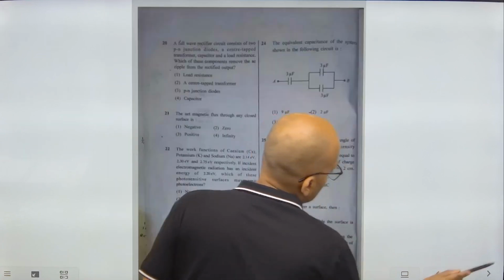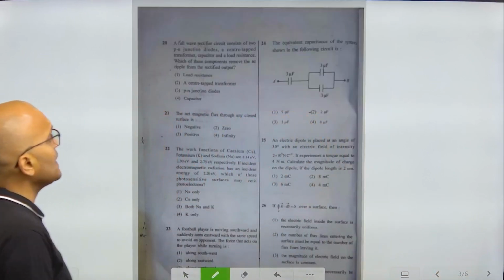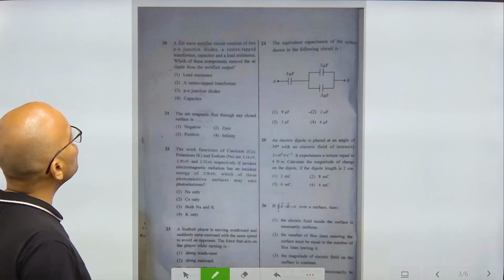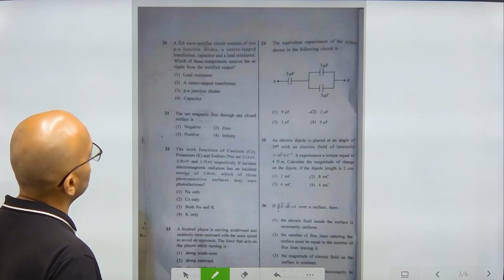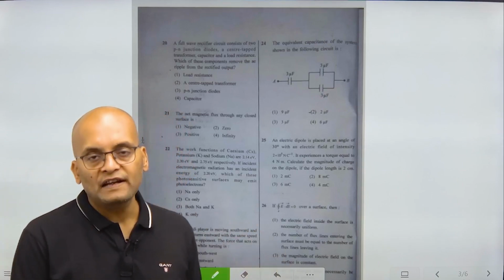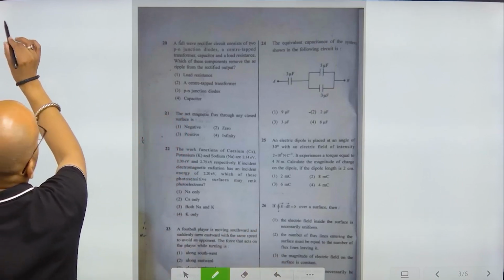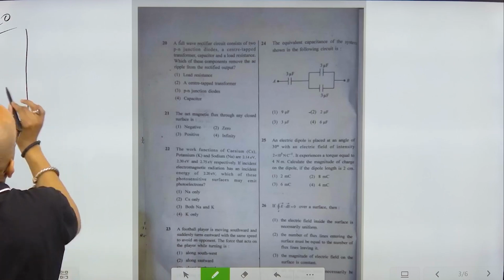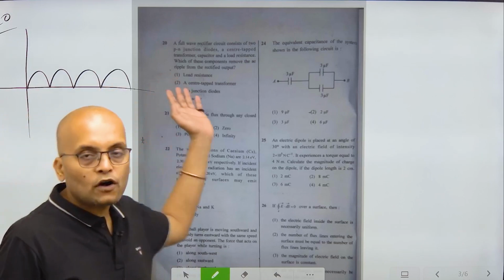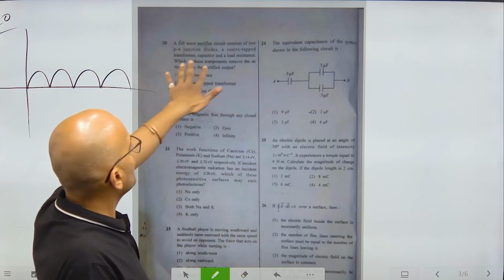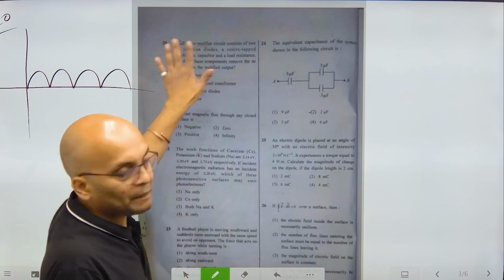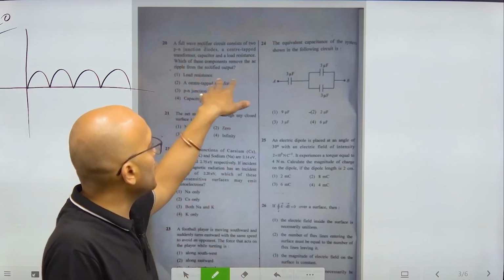Clear? Next, it is saying a full wave rectifier circuit consists of 2 PN junction diodes and a center tapped transformer, capacitor and load resistance. Now see, we all know what full wave rectifier does. It converts AC into DC. Yes or no? Transformer is there to provide the voltage. Load resistance, you will obtain output here. Capacitor is there. Okay. So it is asking which component removes the ripple.